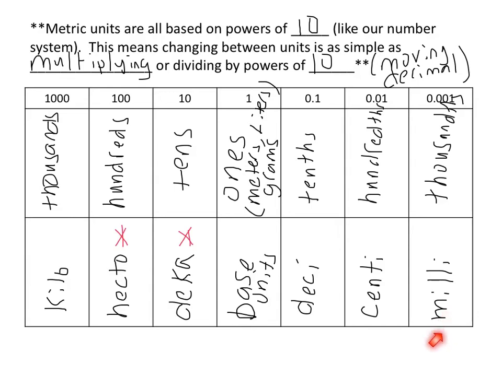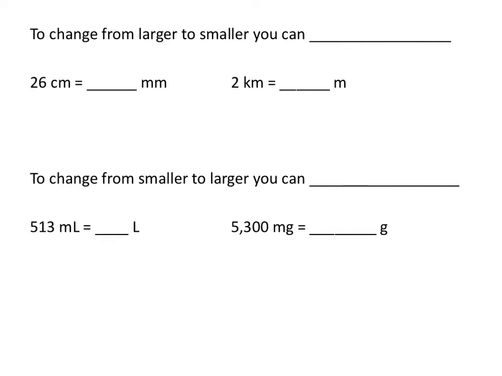So centimeters to millimeters, we start here, we go 1 to the right. Millimeters to centimeters, we go 1 to the left. Meters to centimeters, we go 2 to the right. Centimeters to meters, we go 2 to the left. Kind of slick. So to change from larger to smaller, you can multiply, or you can use the chart.